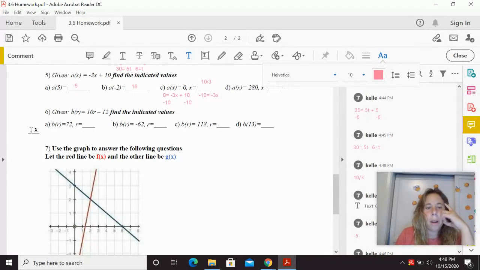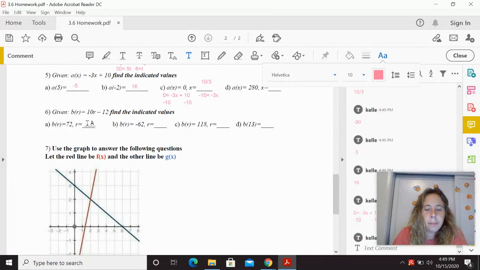Here we go. B of r equals 10r minus 12. B of r equals 72. So you're substituting in 72 for this. Substitute in there. 72 equals 10r minus 12. Then you would add 12. That would be 90 equals 10r. Divide by 10. 9.